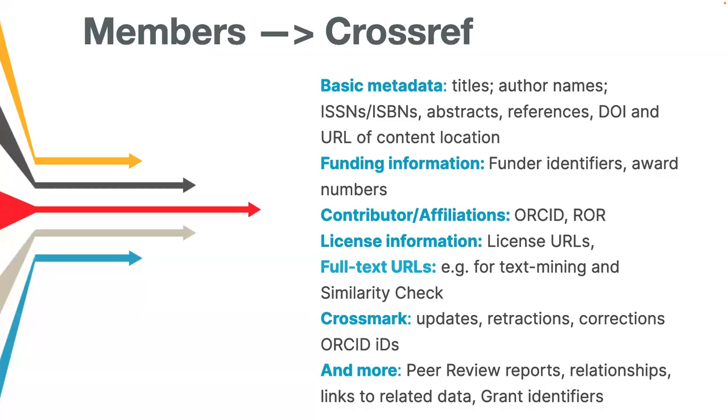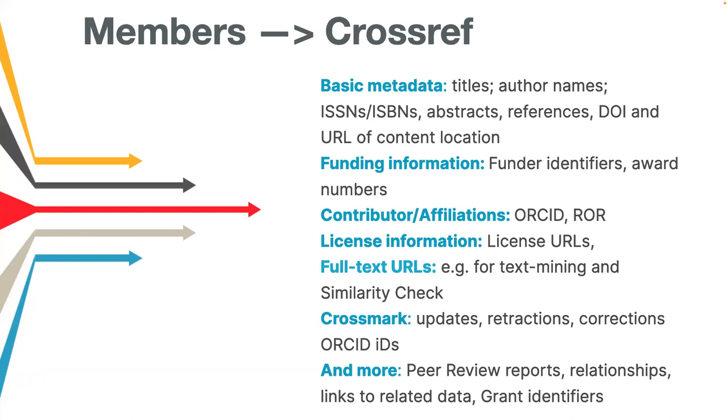So when registering content, members send us a wide range of metadata, and this can include basic metadata like titles, authors, publication date, issue number, ISSN, sort of anything that describes the content that's being registered. It also includes the DOI and the URL that are associated with that item. We also collect additional data about items, and that can include things like reference lists, funding data, ORCIDs and ROARs, license data. Information on errata, retractions, and updates can be registered through our Crossmark service.